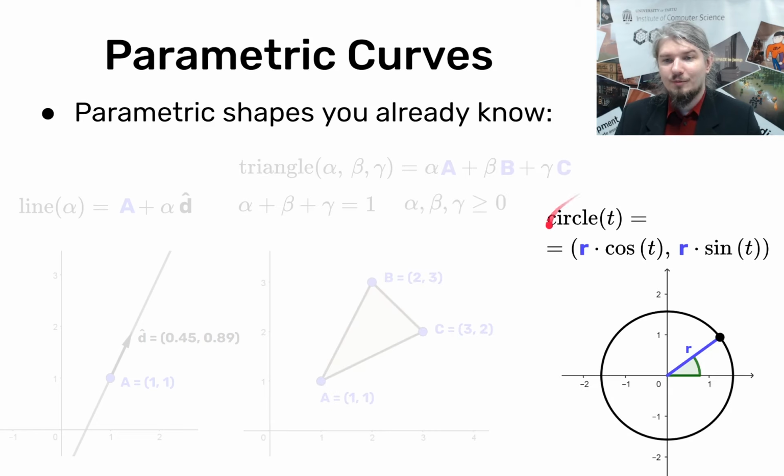And from high school you might have seen the parametric equation for the circle. So the points on the circle will be radius times cosine t for the x coordinate and radius times sine t for the y coordinate. And you input different values of t and you get points on that circle.